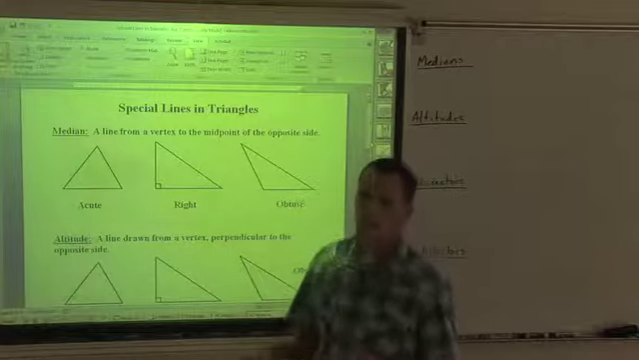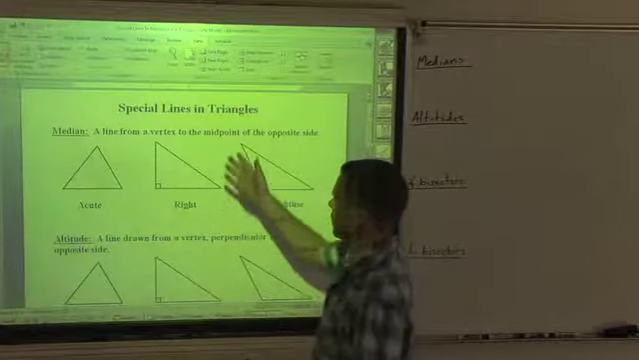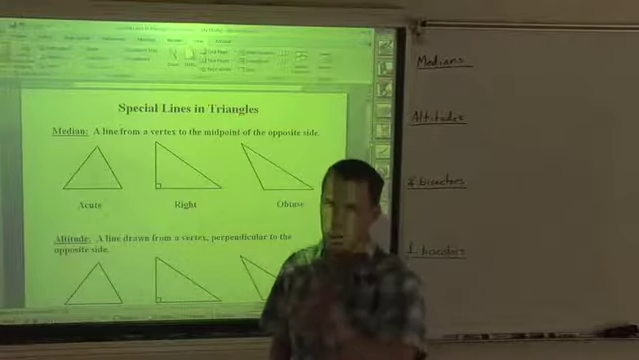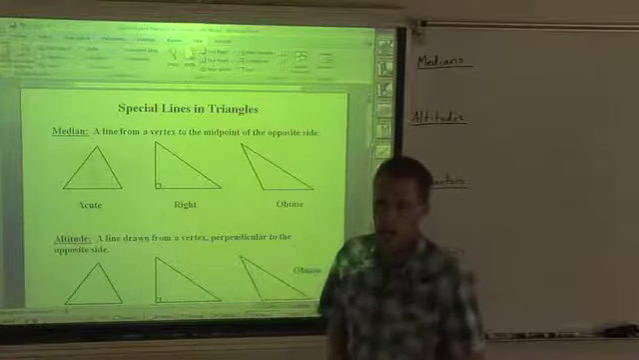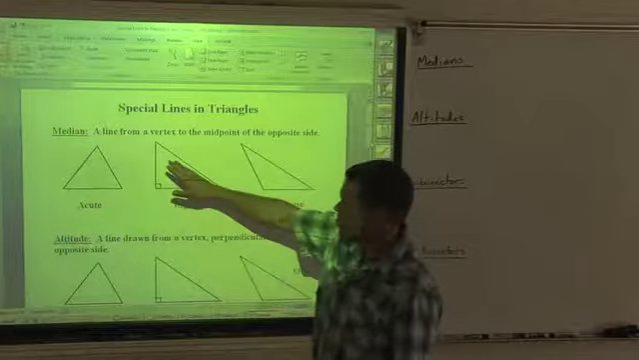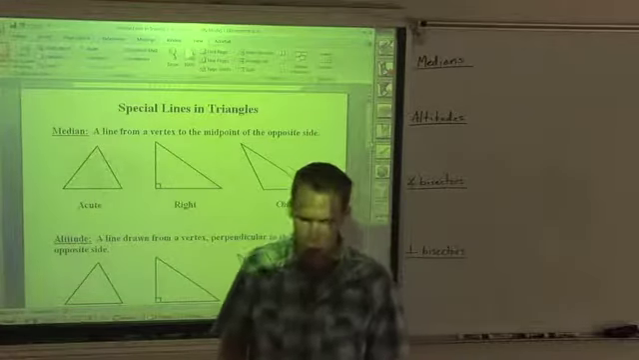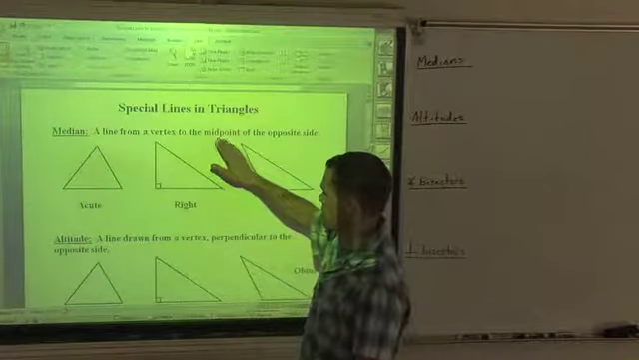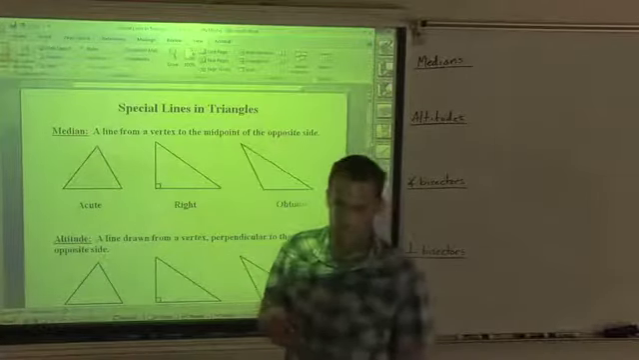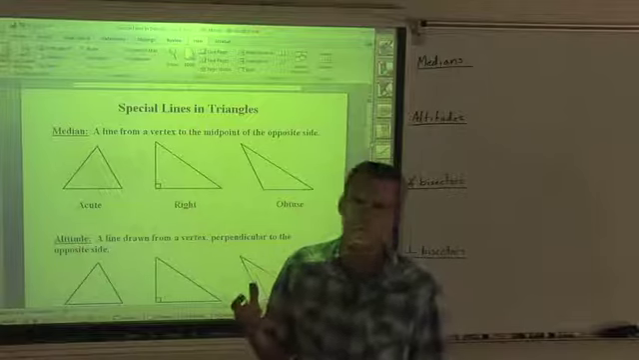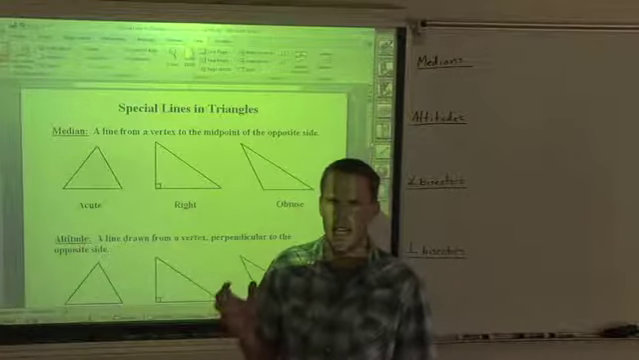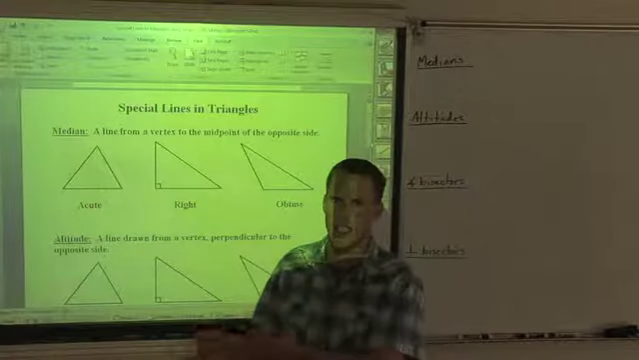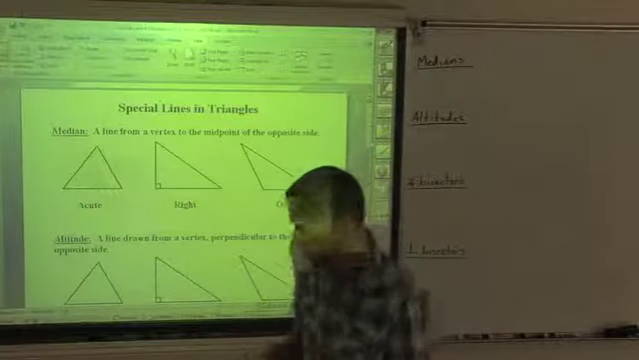The way we're going to find out about concurrent lines is to look at the different special lines within a triangle. There will be four major lines that we're going to look at. The first of which is a median. Now this is a new term for us. A median is a line from a vertex to the midpoint of the opposite side. The primary goal of this video is just to get the definitions and to then be able to visually see a median within a problem.